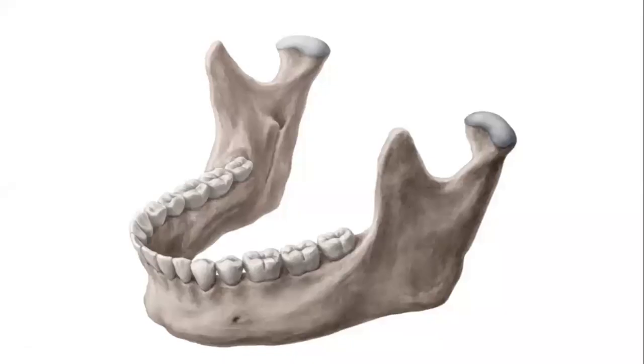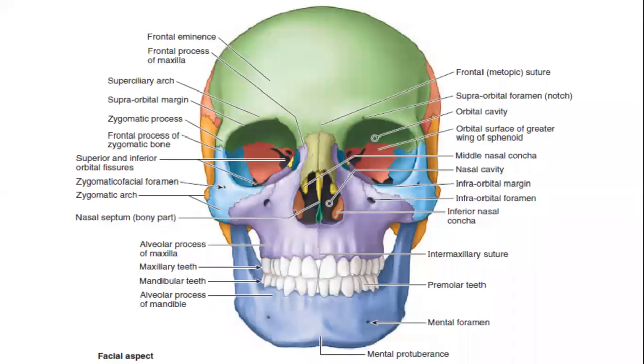Today's topic is the anatomy of the mandible. We have to learn the bony features and the attachments of the various muscles and ligaments and the structures related with the mandible, the nerves, arteries, and the ligaments.